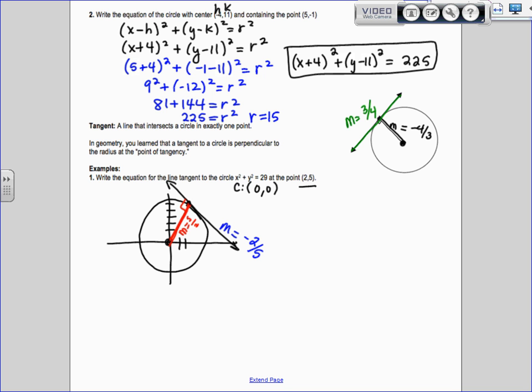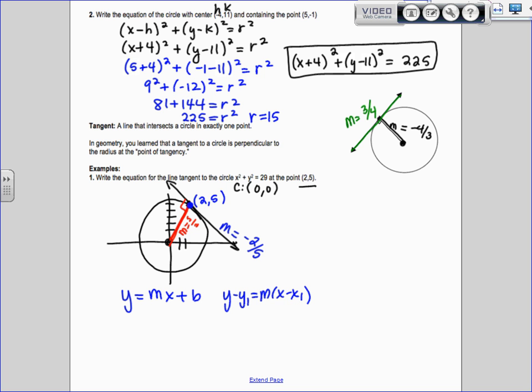Now we could find the equation of the line pretty quickly if we knew the slope and the y-intercept, but we don't know the y-intercept. So what do we do then? We know that it goes through the point (2, 5). So we have y equals mx plus b. You could do it that way. Or you could even do the one that I taught you last semester, y minus y1 equals m times x minus x1, whichever one you want to do.